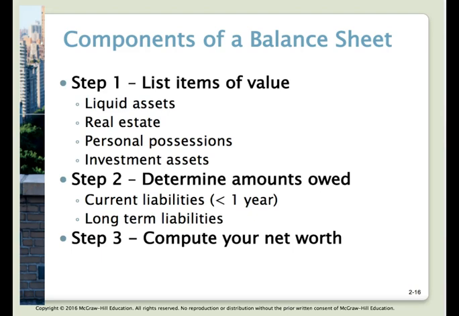own. The next asset that you want to list are your personal possessions. For most people, personal possessions are the major portion of their assets, and they include things like your car, your furniture, jewelry, computer, those types of things. Finally, the last category is your investment assets. Investment assets consist of money set aside for long-term financial needs, such as your retirement account.